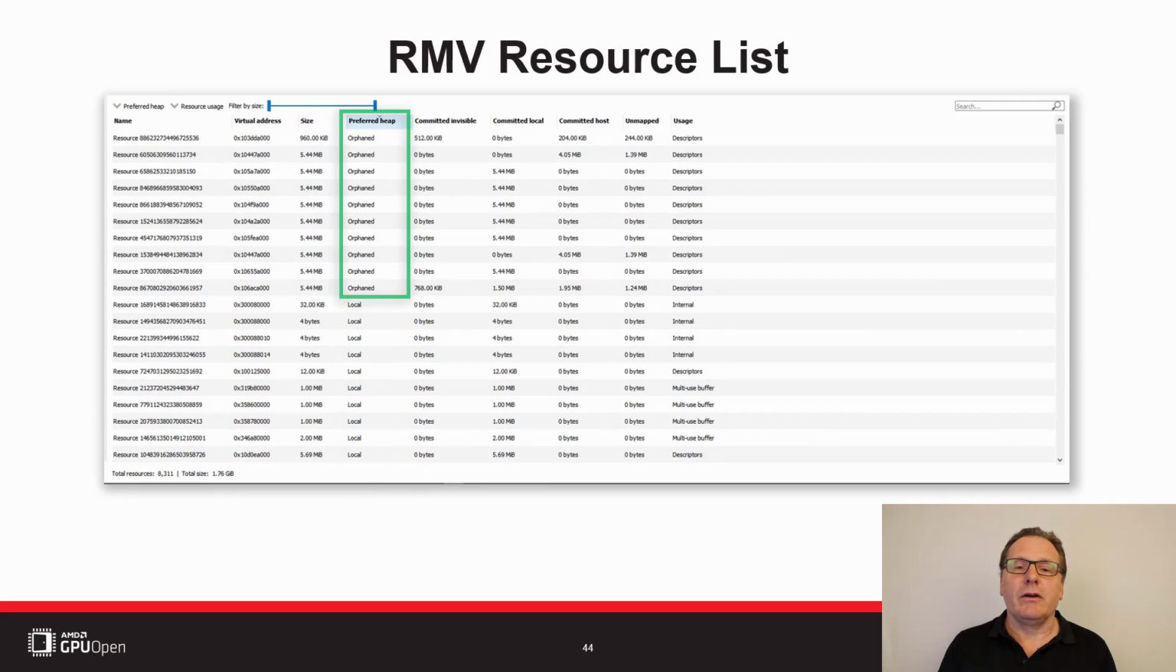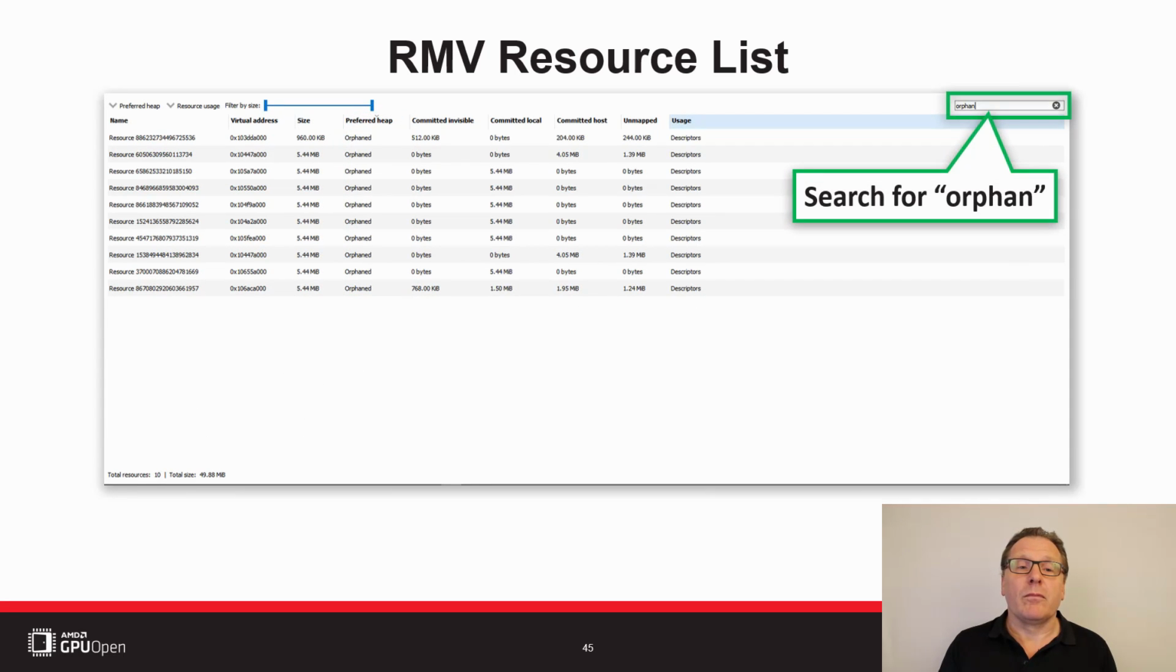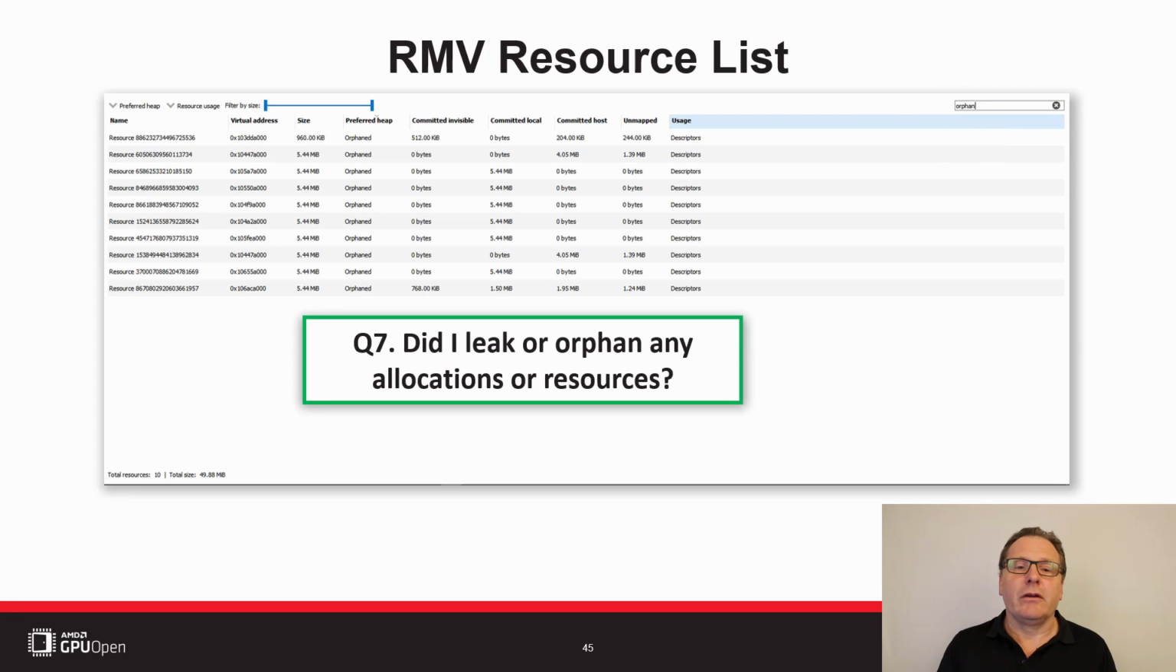For example, if we sort the list by preferred heap, we can see that some of the resources are orphaned, which is not a good thing. This means that their parent allocation has been removed, leaving these resources at risk from having their underlying memory overwritten. Another way of locating orphans is to use the search bar in the top right. The search is applied to all the fields in the table and quickly locates the orphans for us. So that took care of question 7 for us and found a memory issue that we really should go and fix.